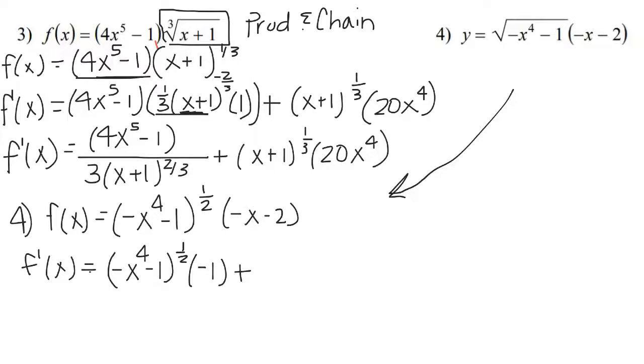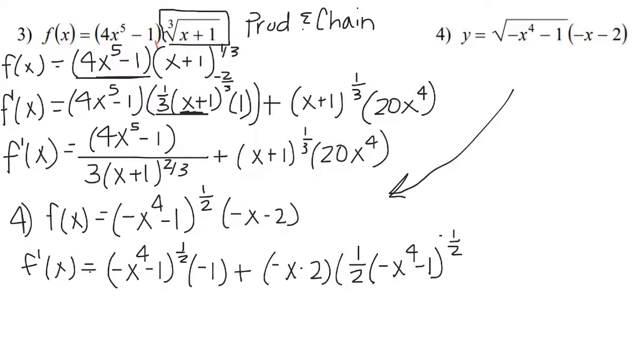So we're going to do the second one. Let's see, what's the second one? Negative x minus 2 times the derivative of the first. So we need chain rule here, right? So it's going to be 1/2 times negative x to the 4th minus 1 to what power? Negative 1/2. Is that all right?